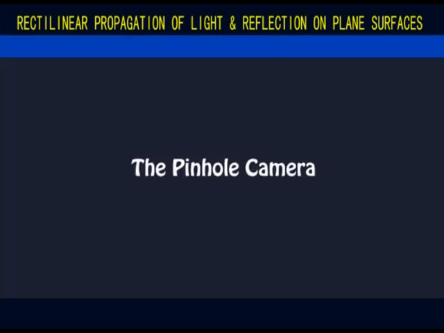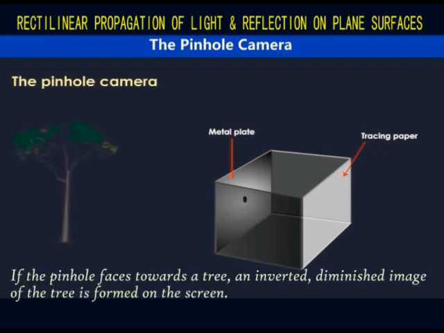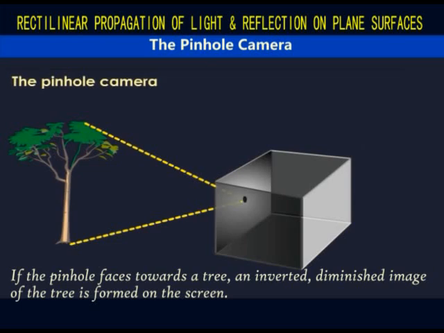Next, we talk about the pinhole camera. A pinhole camera consists of a box with a small hole in a metal or cardboard plate on one end and a screen of tracing paper or frosted glass at the other end. If the camera is facing towards a tree, an inverted, diminished image of the tree is formed on the screen.